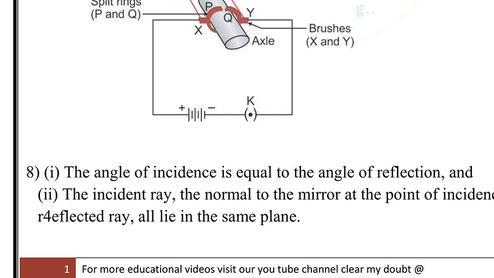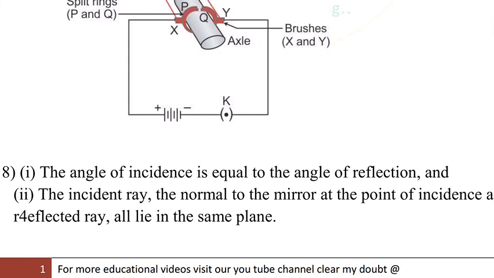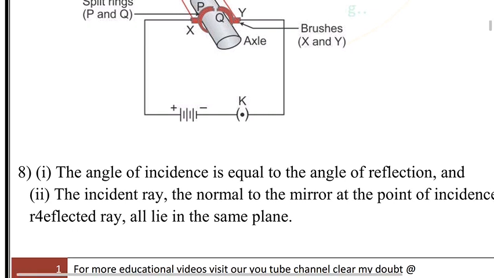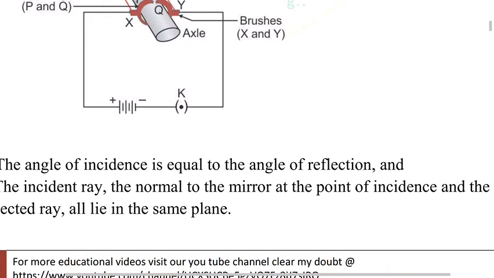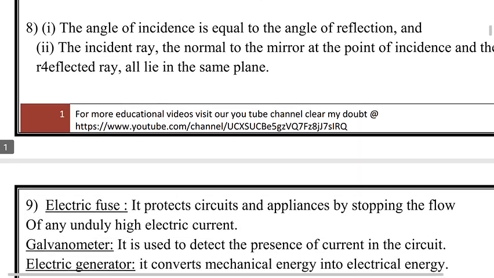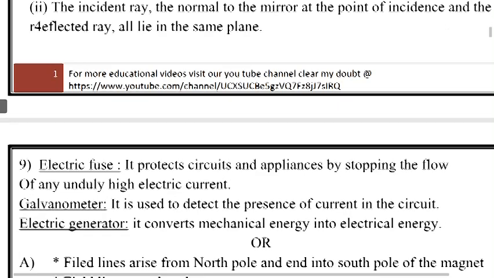First law, the angle of incidence is equal to angle of reflection, and the second law is the incident ray, the normal to the mirror at the point of incidence, and reflected ray all lie in the same plane. Let us move to question number 9.